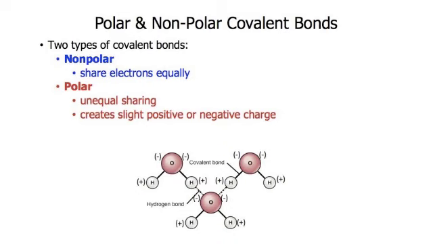In nonpolar covalent bonds, two atoms will share electrons equally. There is no charge, therefore there is no attraction to other molecules. On the other hand, in polar covalent bonds, one atom is often stronger than the other atom, and this creates an unequal sharing. This creates a slightly positive or negative charge. For example, the covalent bond between hydrogen and oxygen in water is what we would call polar.